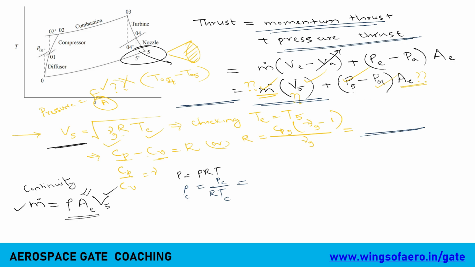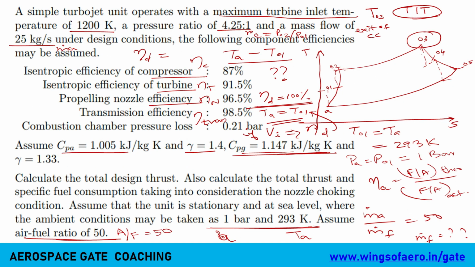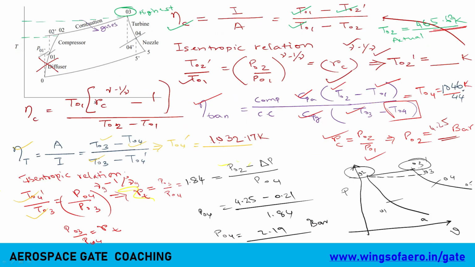Ma'am, in this equation, what is the mass flow rate value? Why is the mass flow rate m dot the same? M dot is 25, which is given. See here it is given as 25. I think we have used the mass flow rate in many places, and we are using the same thing.